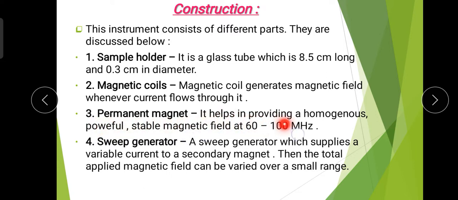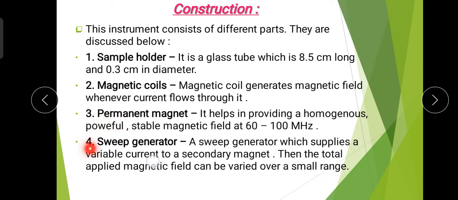It helps in providing a homogeneous, powerful, stable magnetic field at a 60 to 100 megahertz frequency. That means the permanent magnet, which is actually an electromagnet, provides a powerful, stable magnetic field in the range of 60 to 100 megahertz, and this range falls nearly in the radio wave frequency region.